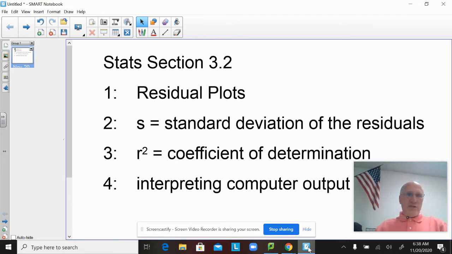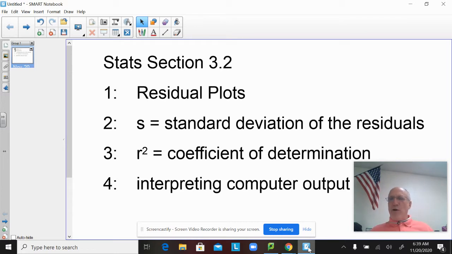Okay, so here's a list. We're doing four quick concepts today. And actually there will be one more video in chapter 3, which will have 4 more short-ish concepts. So we're talking about residual plots and what those are, how to interpret them. And then we have a couple of statistics that we can discuss and interpret. One is S, the standard deviation of the residuals. One is R squared, which is called the coefficient of determination.